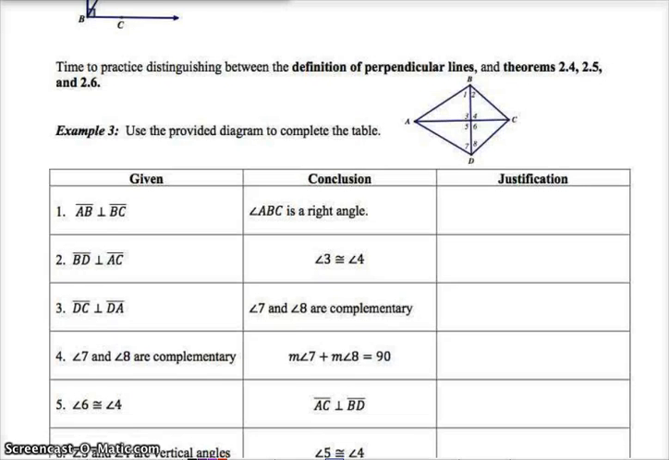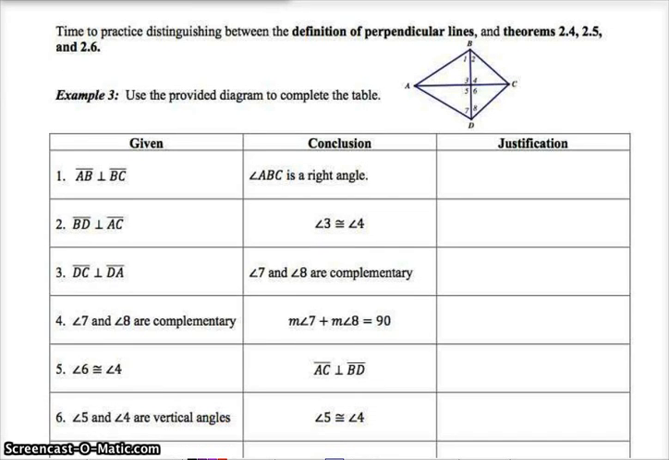Okay, so our second part is focusing on distinguishing the difference between the definition of perpendicular lines and theorems 2.4, 2.5, and 2.6, and then any other theorems that could be applied here. So we have a diagram here. It says use the provided diagram to complete the table.